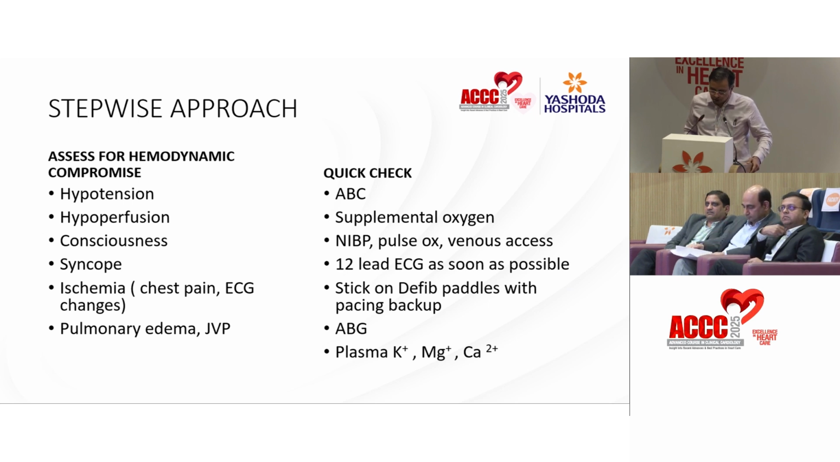Also a quick check: airway, breathing and circulation, supplemental oxygen, non-invasive blood pressure, pulse ox, venous access, 12-lead ECG as soon as possible, and stick on defib paddles. I mean, we should make sure that they're on the patient. And they should also have this pacing backup facility if at all we are going to cardiovert. Then arterial blood gas analysis, potassium, magnesium, calcium. So this is a checklist we run for any patient with a potential arrhythmia or a patient in arrhythmia.